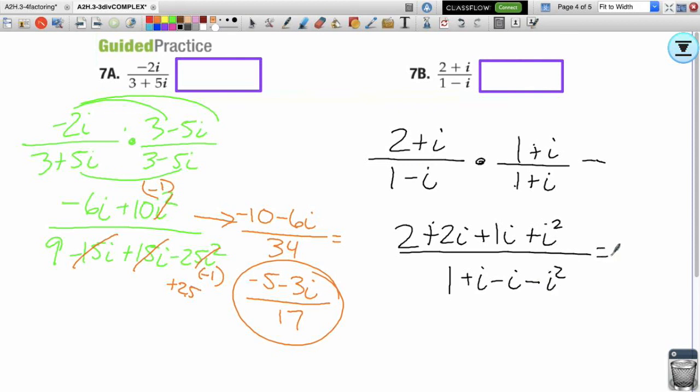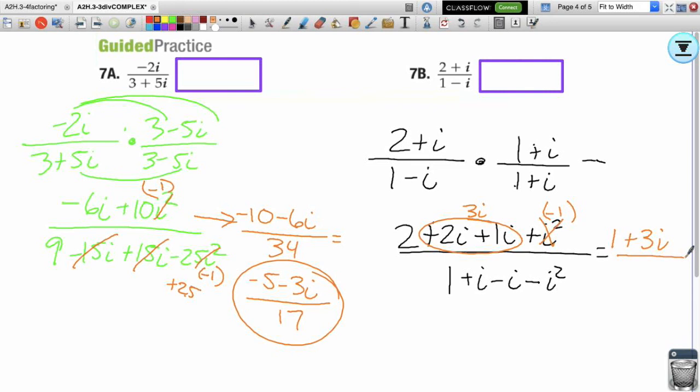So there's a lot going on here. I'm going to simplify first before I worry about simplifying my numerator and denominator together. So 2i and 1i together, these two pieces, are going to be a 3i. This i squared becomes negative 1. There's nothing to multiply it by, so it's literally just 2 and negative 1 together, which is going to be 1. So I end up with 1 plus 3i.